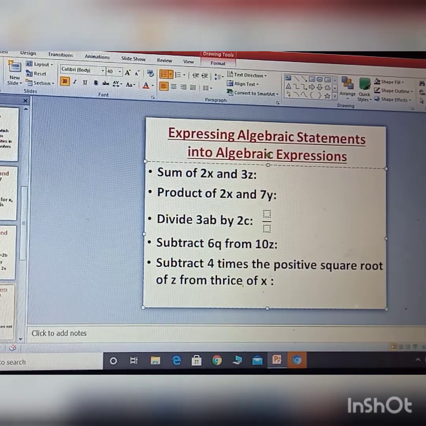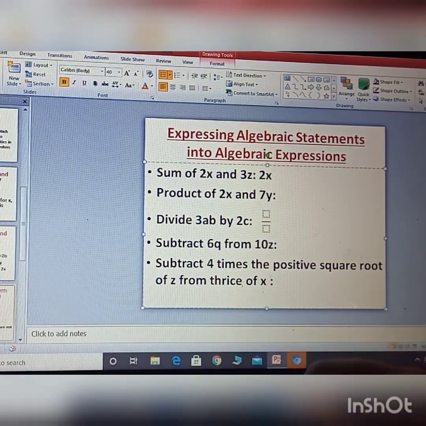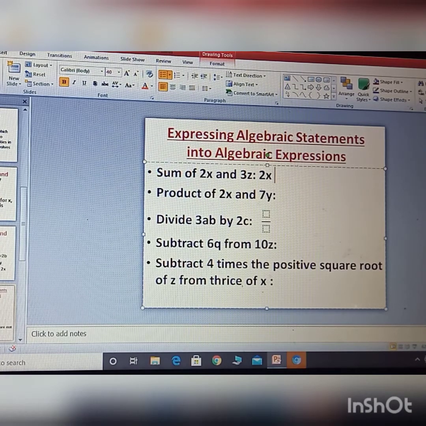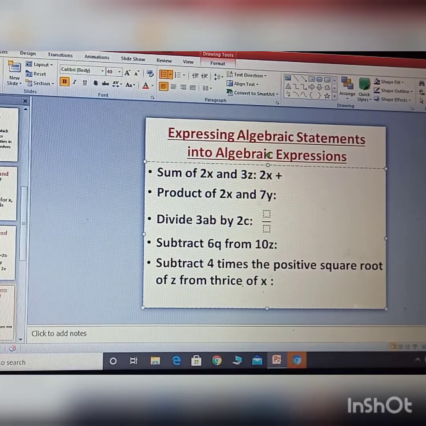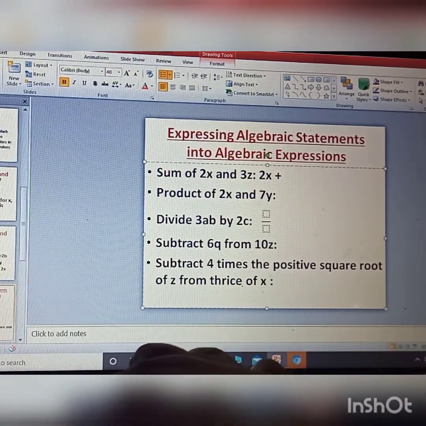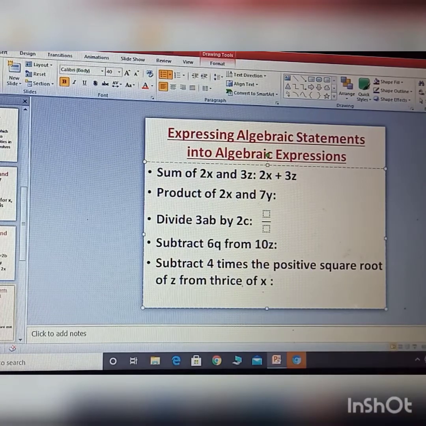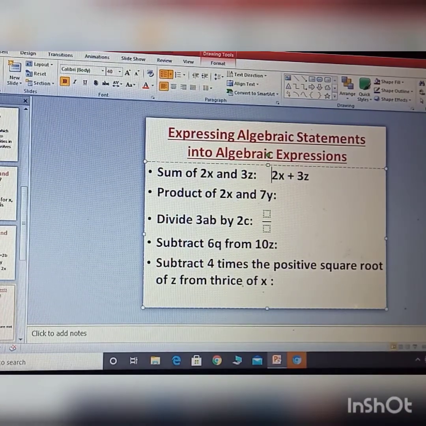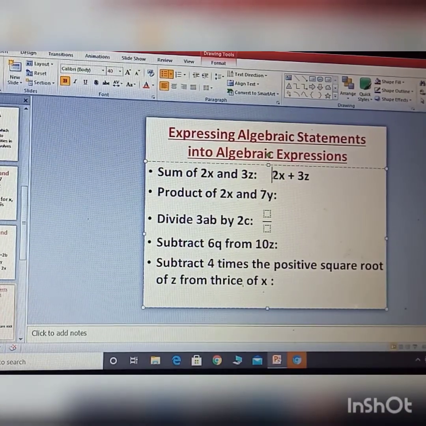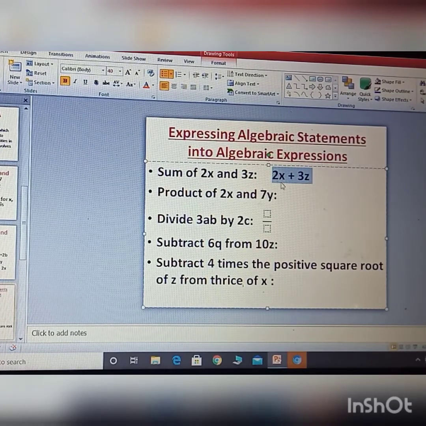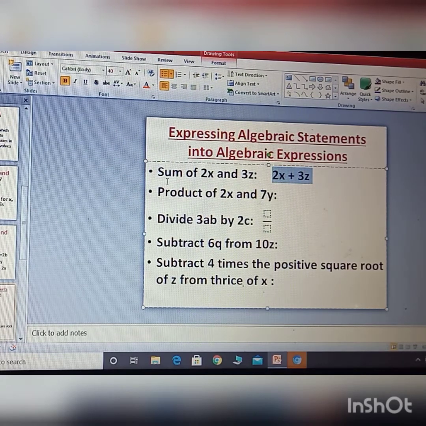So let me show you 2x, and then you will show the plus sign, and then 3z. So this is done. Sum of 2x and 3z, I am highlighting the answer. This has been written as 2x plus 3z, and this is the algebraic expression. So we have converted sum of 2x and 3z into an algebraic expression.